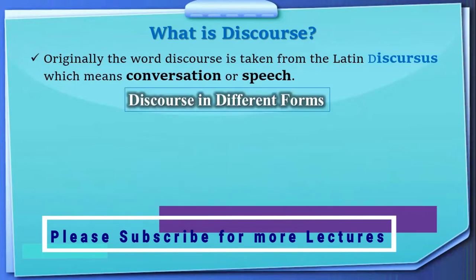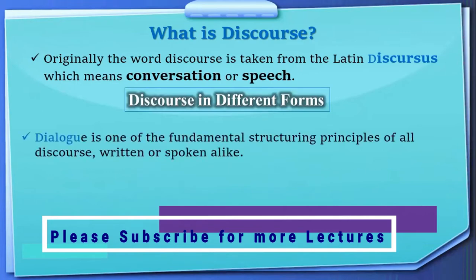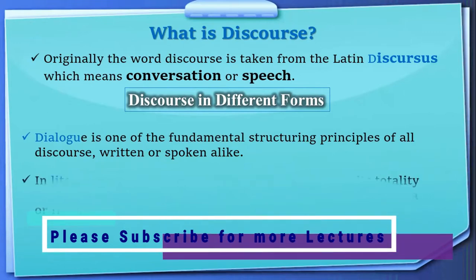Discourse in different forms. Number one, dialogue is one of the fundamental structuring principles of all discourse, written or spoken alike. So, this is the number one form of discourse, and that is called dialogue.